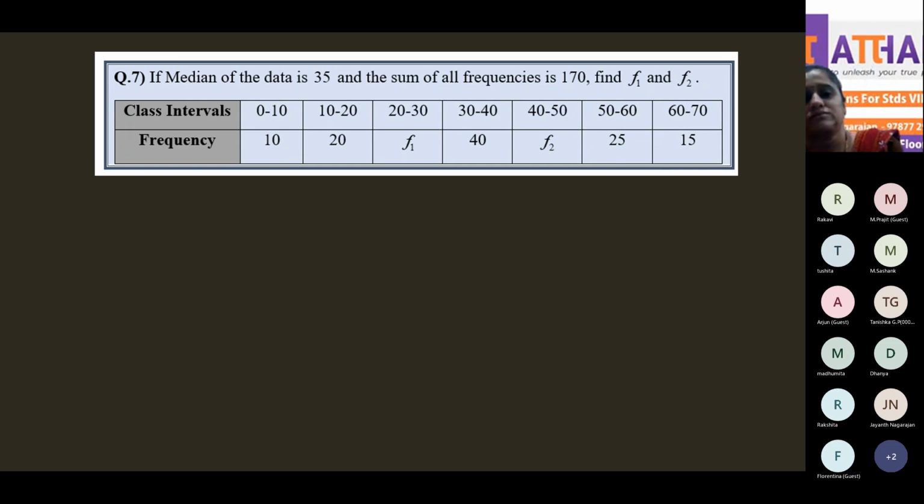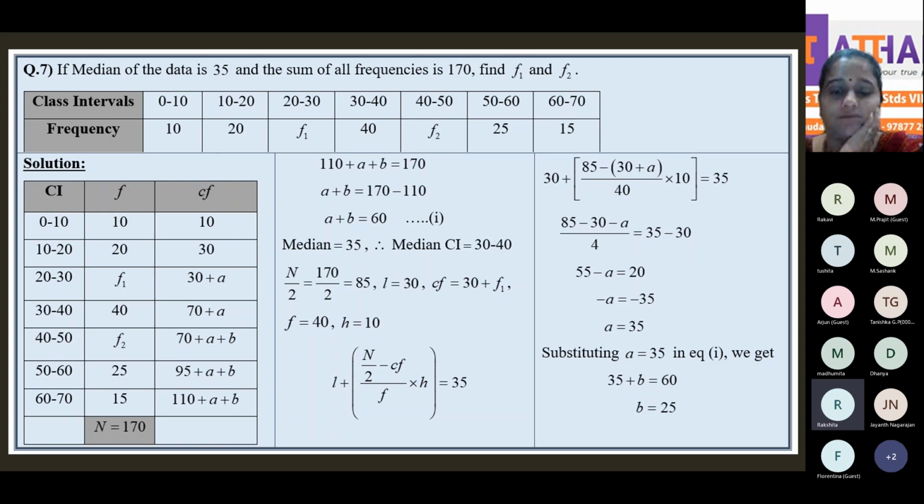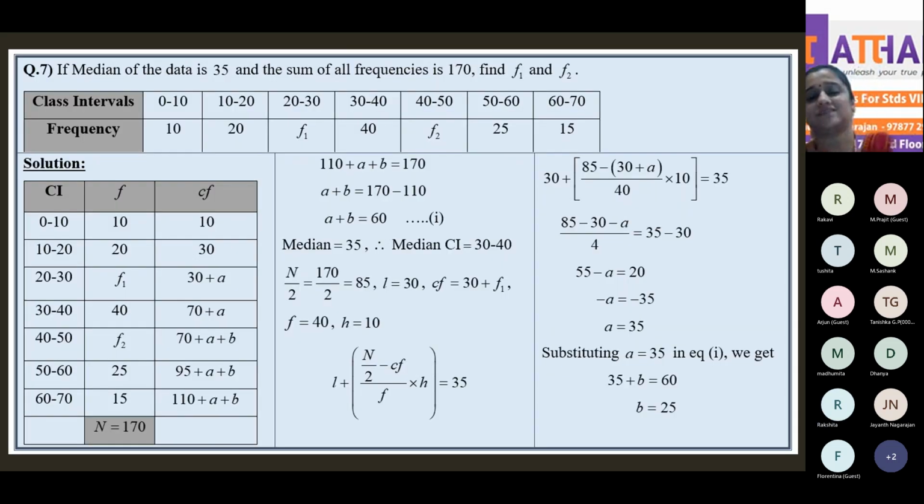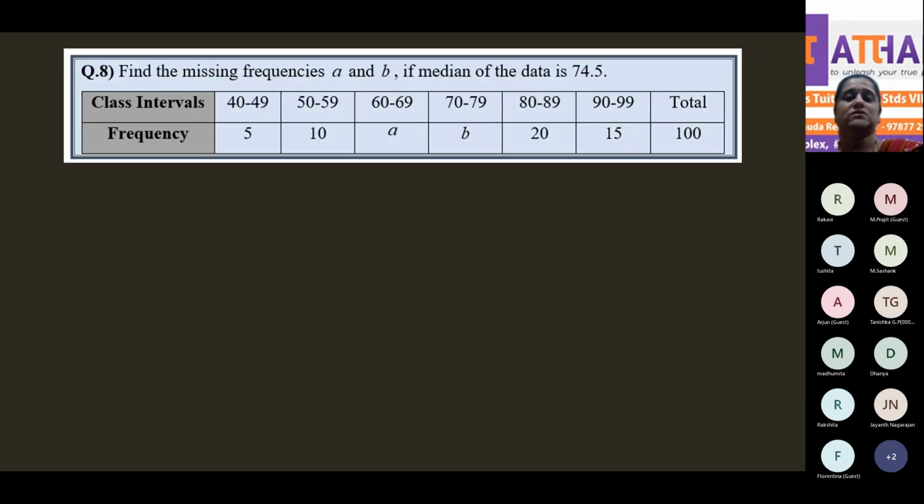F1, F2? Ma'am, I'm getting it as 25 and 35. Very good, Rakshita, once again. 35 and 25. Missing frequencies A and B?